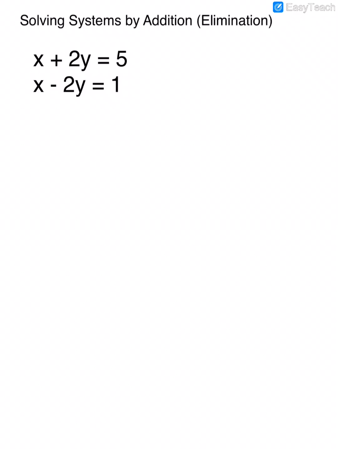If I were to add these two equations together, remember there's understood ones in front of those x's. x plus x, or 1x plus 1x, is 2x. But a positive 2y and a negative 2y would cancel. And 5 plus 1 is 6. Okay, so I want to solve for x, so I'm going to divide by 2. So x equals 3.